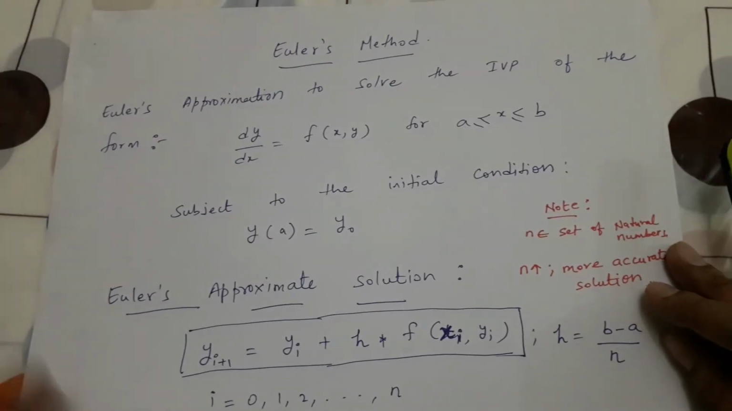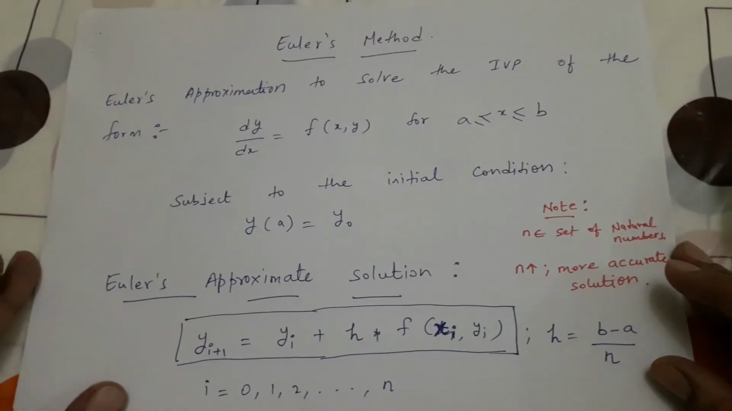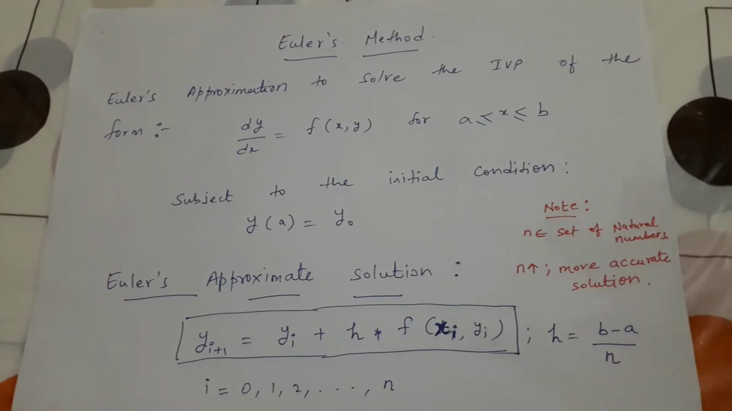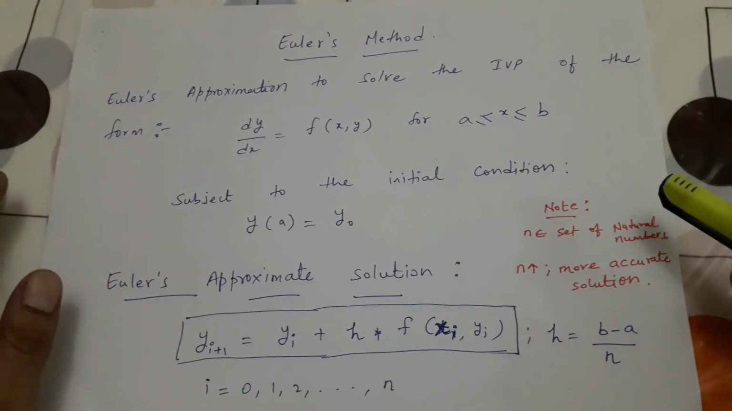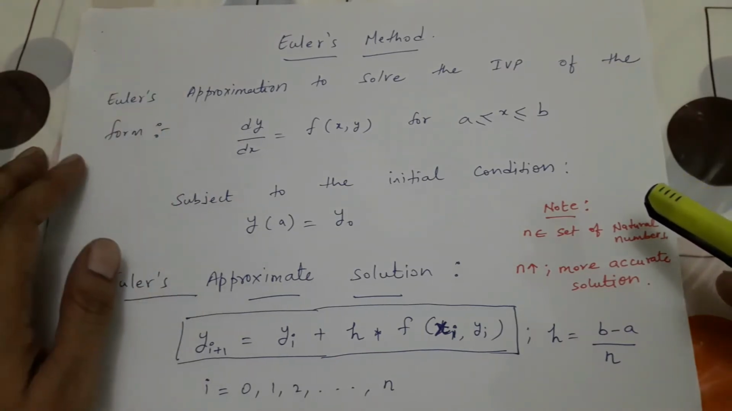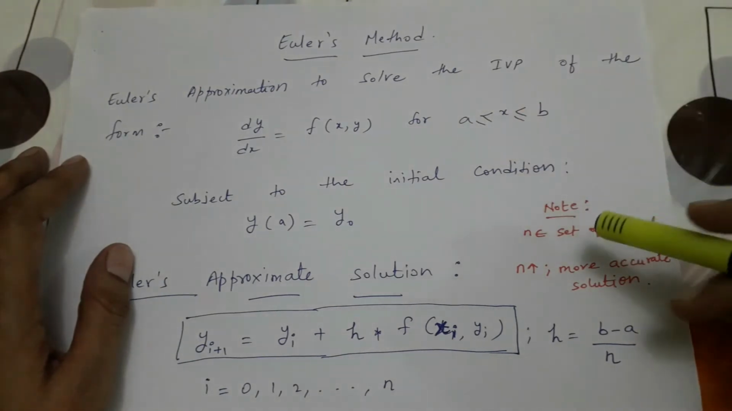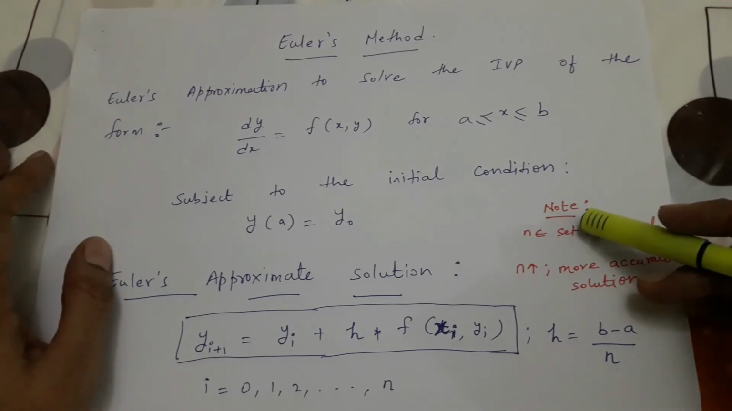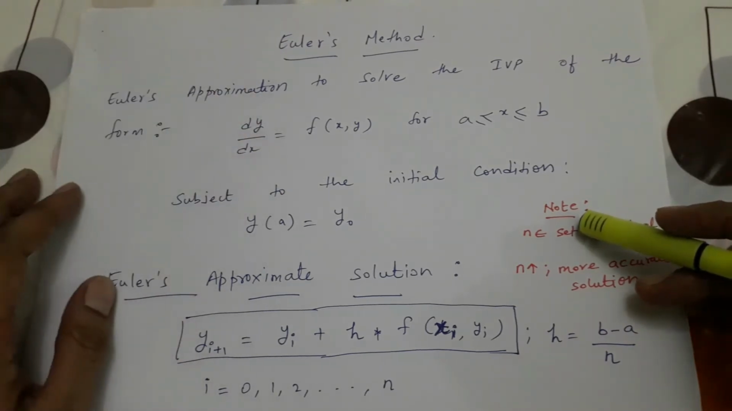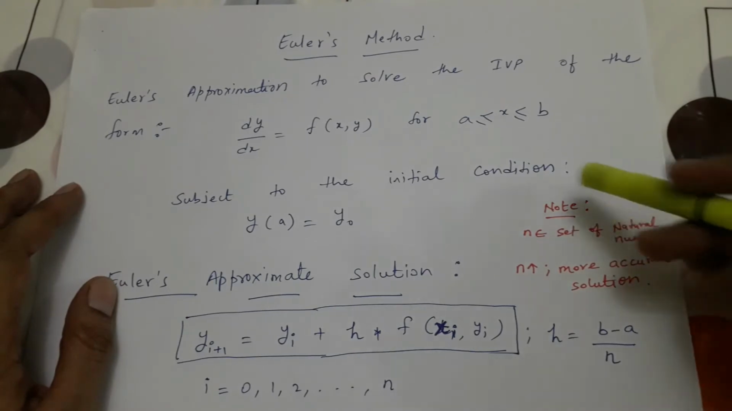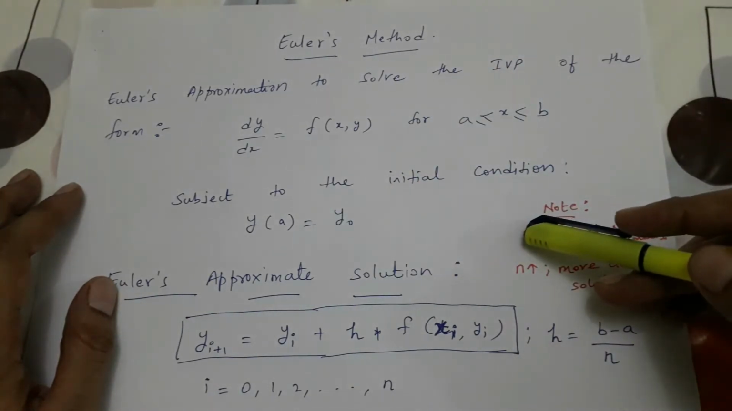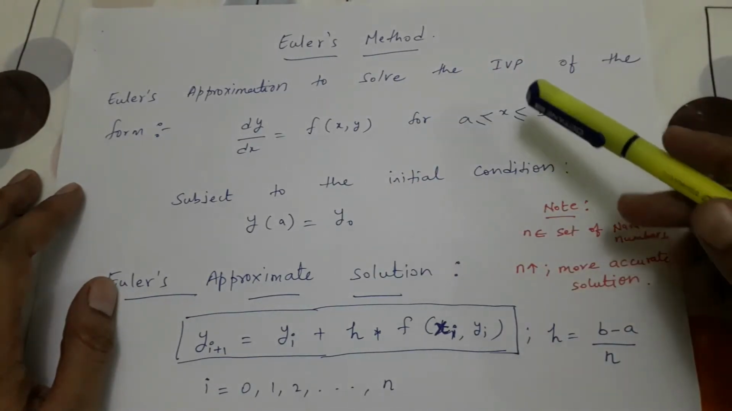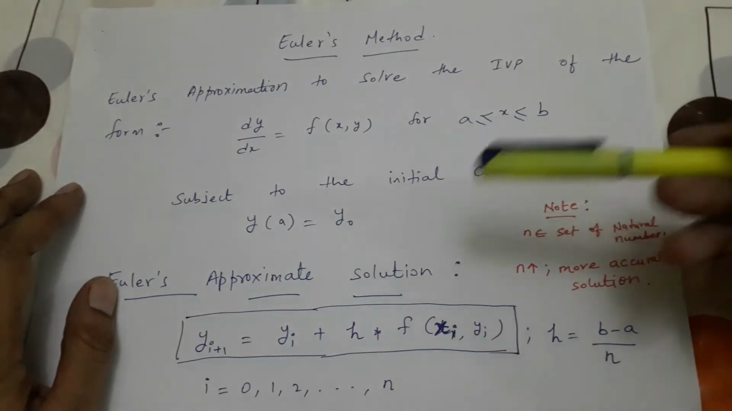There are many ways to solve differential equations. You would have already learned pure mathematical methods to solve differential equations. In today's lecture, you will learn Euler's method. Euler's method is the first numerical method, given by the scientist Euler, to solve the differential equation initial value problem. This is the simplest and easiest method.